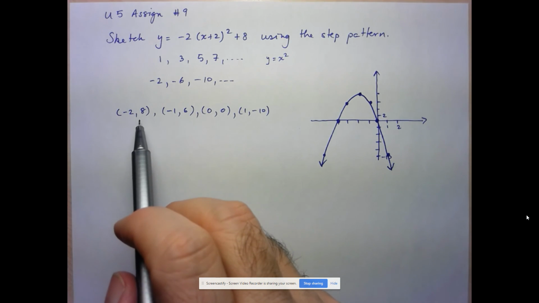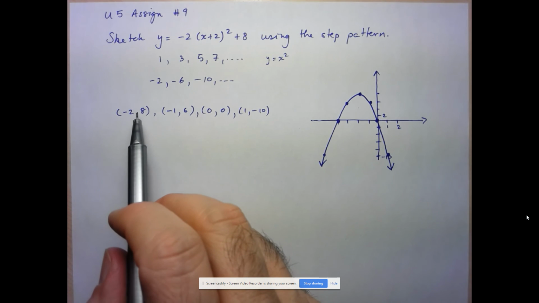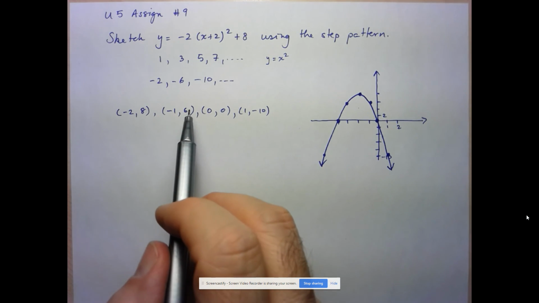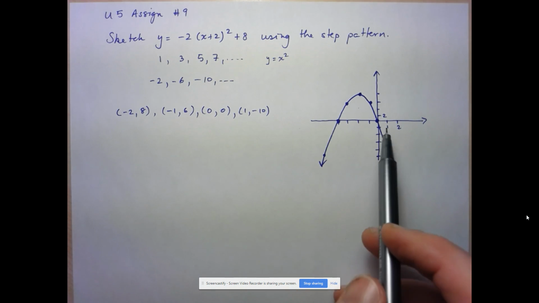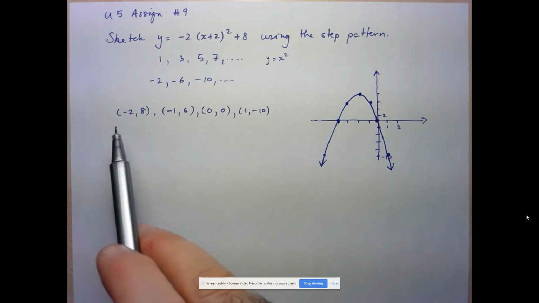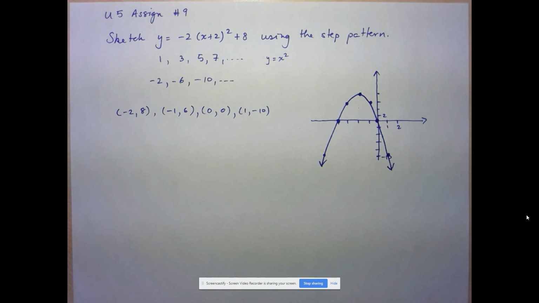In this case, it's a downward facing parabola, so the y values are decreasing from the vertex. The only other thing to talk about is to make sure that you're choosing your scale so that it fits the points that you're working with. That's it for this one.